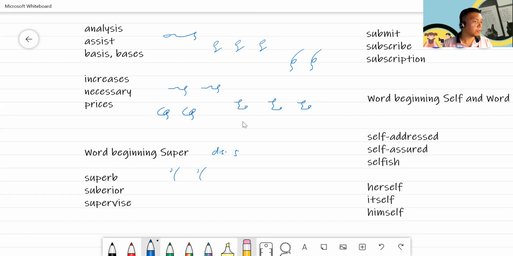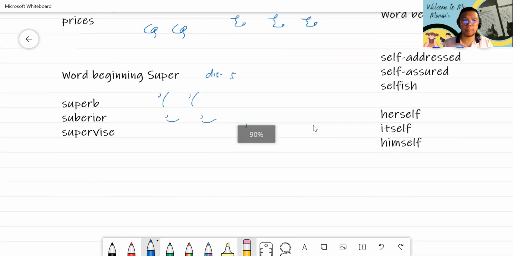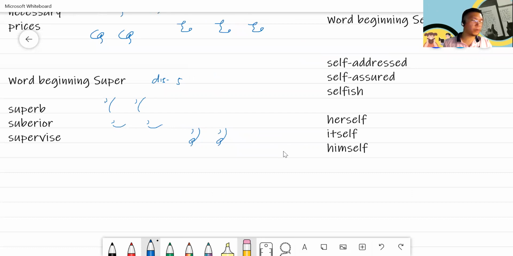Superior, we have the right S plus R for superior. Let's have the word supervise. We have the word beginning super, VIS. Hold on. Let me correct it, class. Super, then VIS for supervise. Let me write it again. Super, VIS for the word supervise.